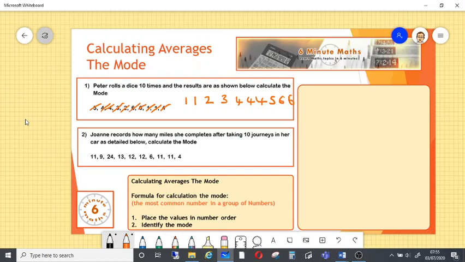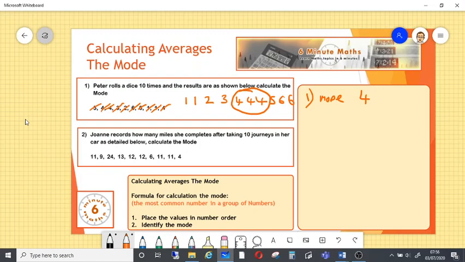Okay, so I can see now that there are 3 4s. So the most common number when he rolls the dice, Peter, the mode for question 1, the most common number found when rolling the dice would be 4. Alright, let's have a look at the next one.